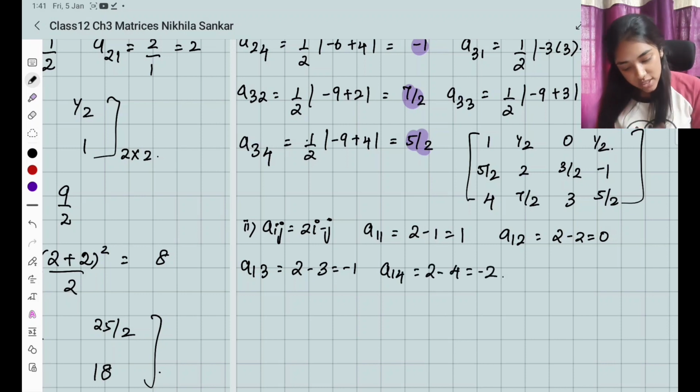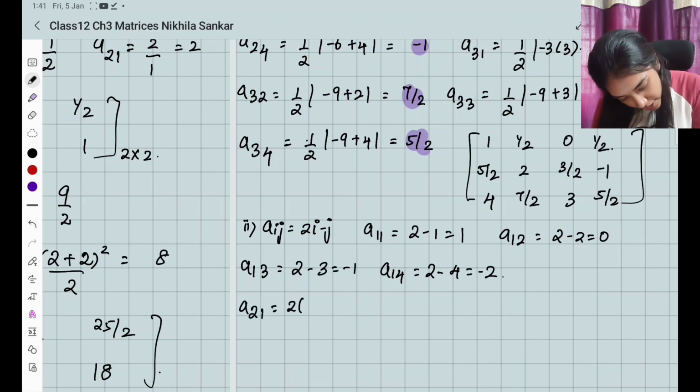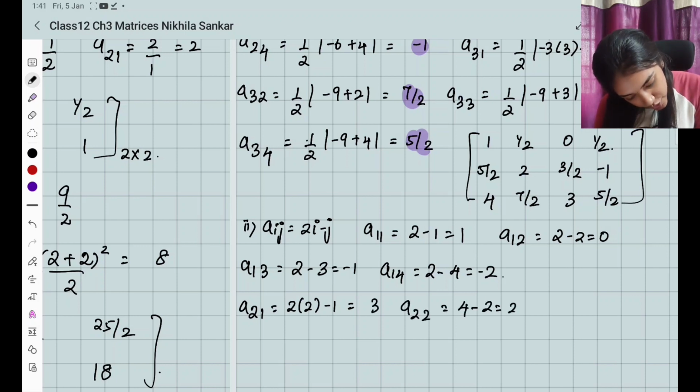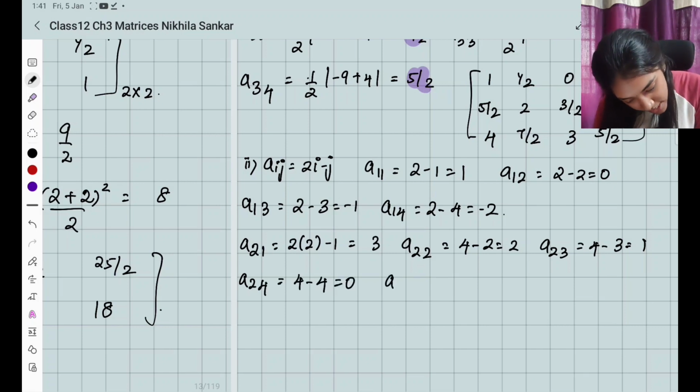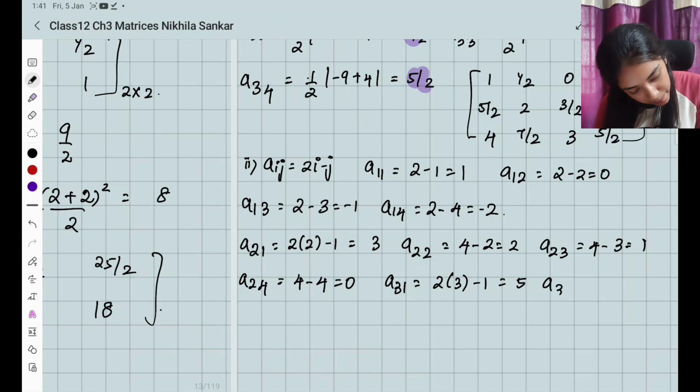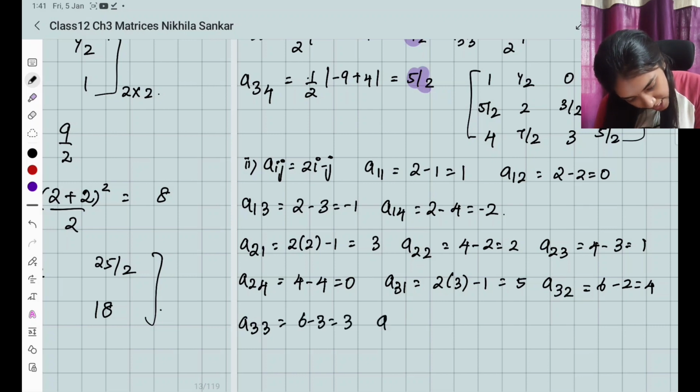Now the first row is done, second row. So A21 is going to be 2 into 2 minus 1, which is 2 2s are 4, 4 minus 1 is 3. A22 is going to be 4 minus 2, which is 2. A23 is going to be 4 minus 3, which is 1. Then A24 is going to be 4 minus 4, which is 0. Second row is done. Now third row elements, A31 is going to be 2 into 3 minus 1, so 6 minus 1, 5. A32 is going to be 6 minus 2, which is 4. Then A33 is going to be 6 minus 3, which is 3. And A34 is going to be 6 minus 4, which is 2.